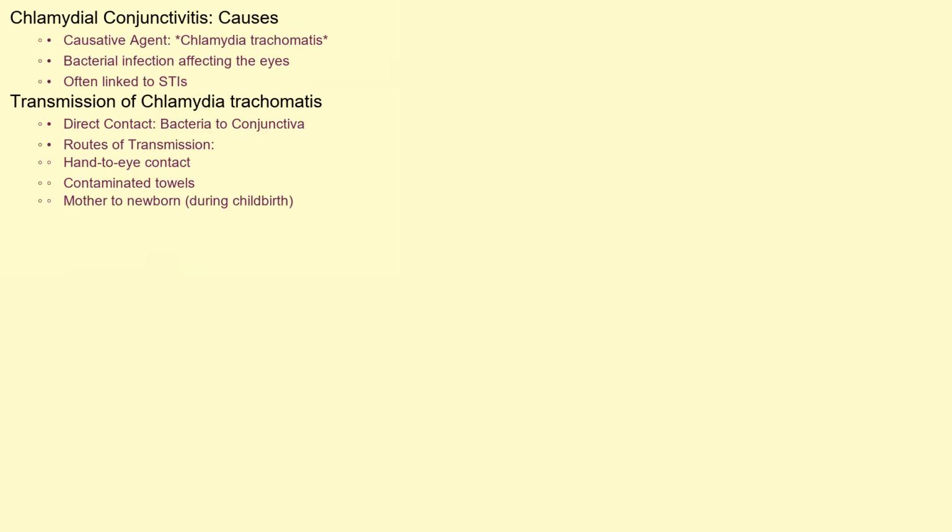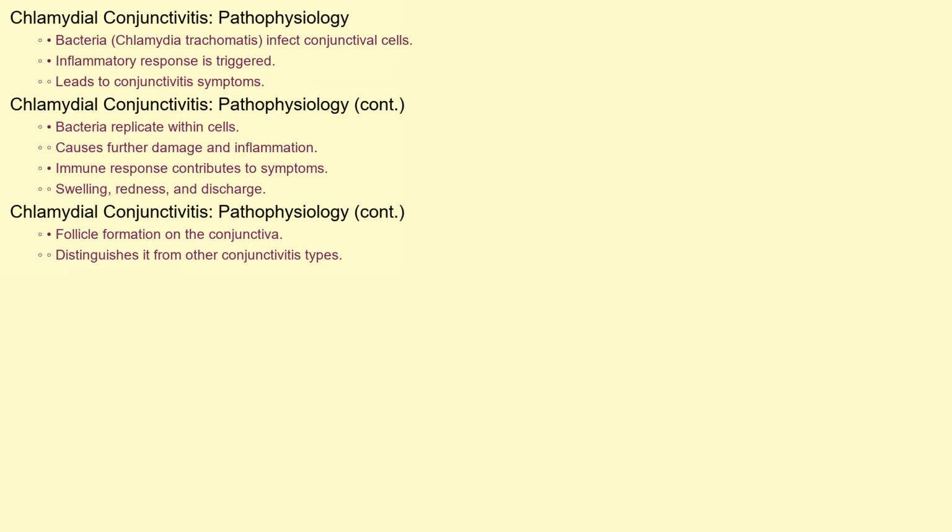Chlamydial conjunctivitis is primarily caused by the bacteria Chlamydia trachomatis. While often associated with sexually transmitted infections, this bacteria can also infect the eyes. Transmission occurs when the bacteria comes into direct contact with the conjunctiva, the clear membrane that covers the white part of the eye and the inside of the eyelids. This can happen through hand-to-eye contact, contaminated towels, or from mother to newborn during childbirth if the mother has a chlamydial infection. Let's delve into the pathophysiology.